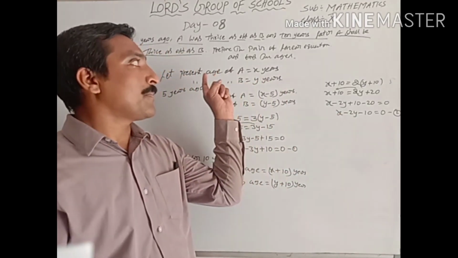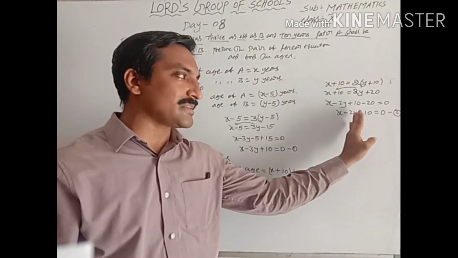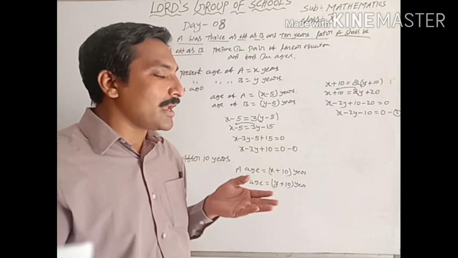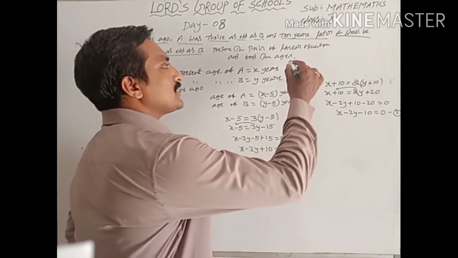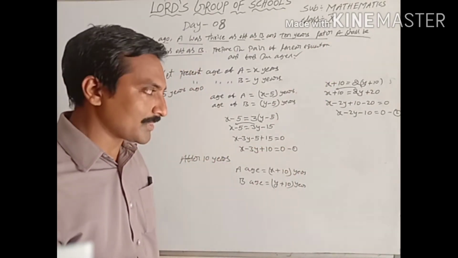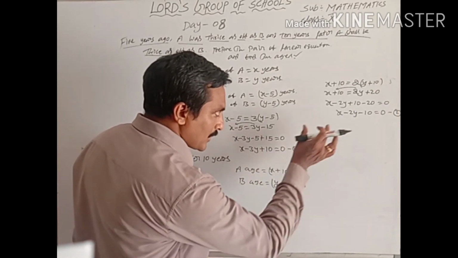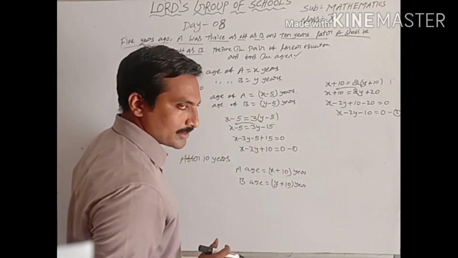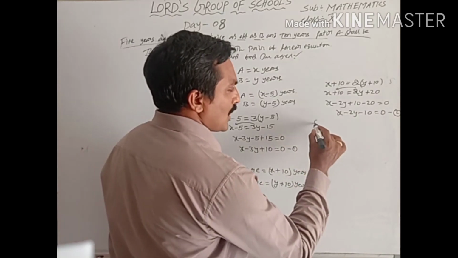If asked to prepare the pair of linear equations, it means up to this much is completed. In case it also asks to find the ages, what you got is the pair of equations, and you have to solve these two equations. Solve 1 and 2.